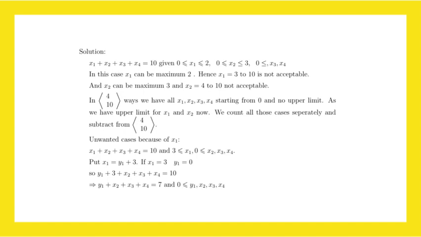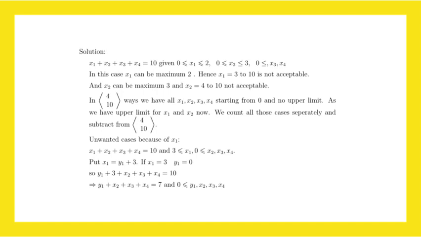So in this case, the maximum value of x1 is 2. So we can think of this problem as finding the complement of x1. That means if x1 is between 3 to 10, the case is not acceptable. The counting will not be acceptable. And if x2 is between 4 to 10, the counting will not be acceptable.